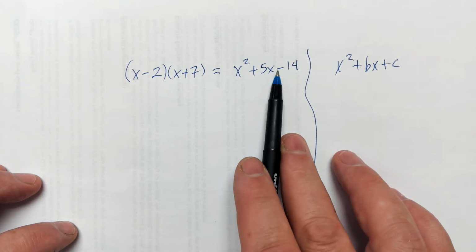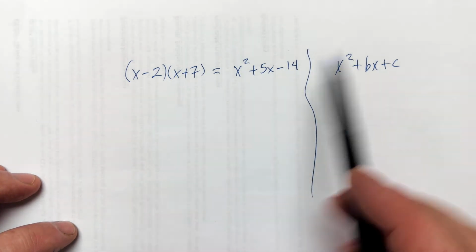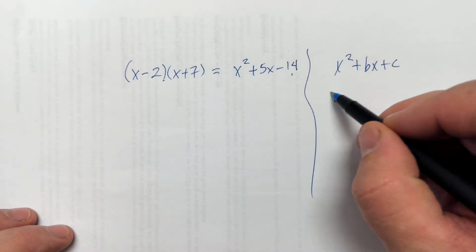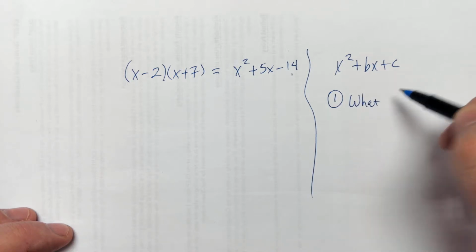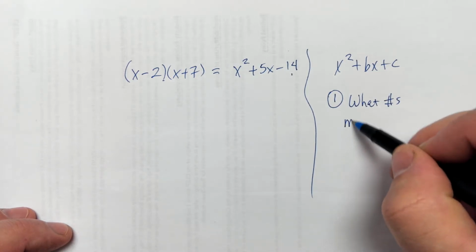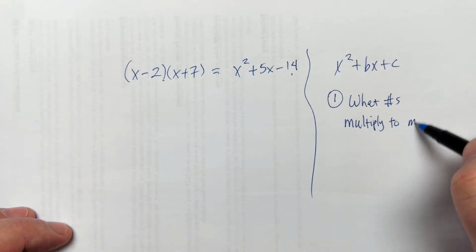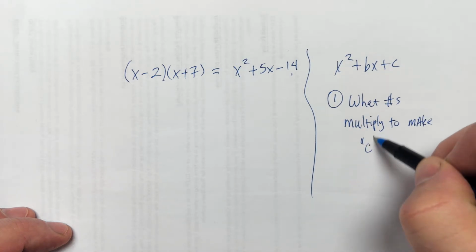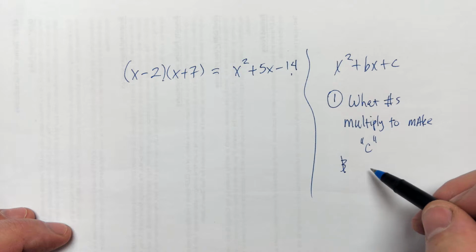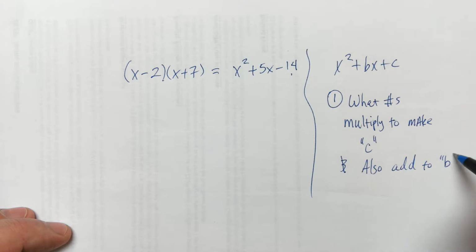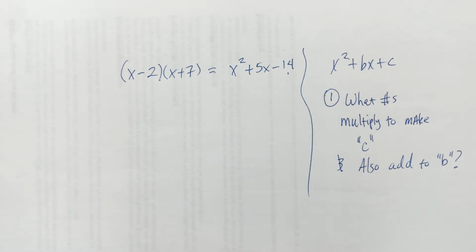The way you get from this product to the factors is you have to figure out, and you have to do it in order, two numbers. What numbers multiply to make C? And the same numbers. That's the question you have to figure out. So here we're being asked what two numbers multiply to 14 and the same two numbers add to 5.